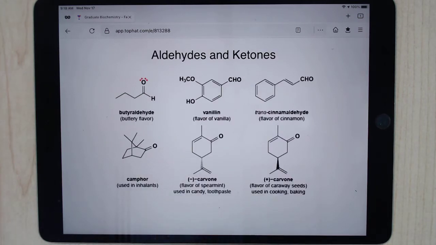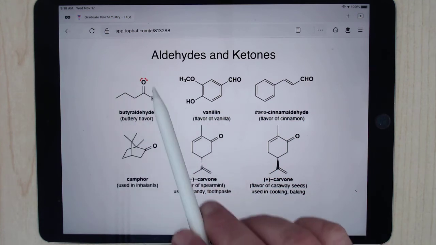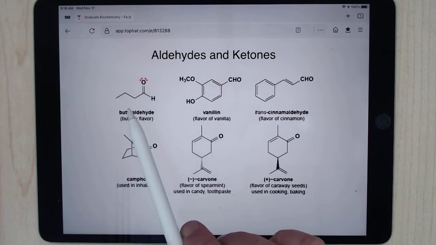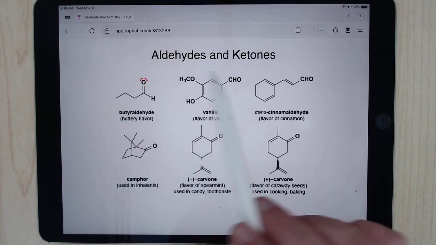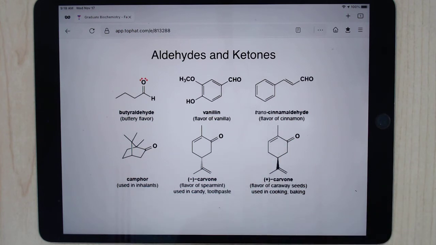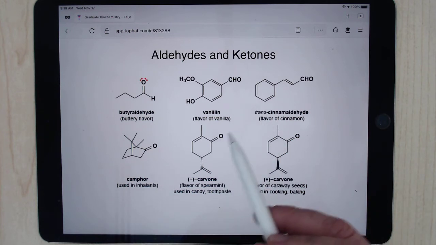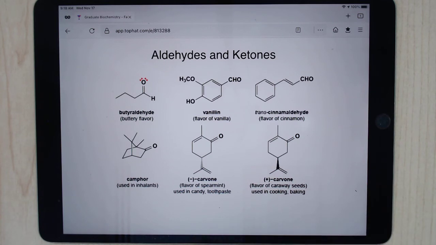So you've actually encountered quite a bit of aldehydes and ketones, because they usually have a scent to them. So butyraldehyde has a buttery taste. If you oxidize this up to the carboxylic acid, to butyric acid, that actually is what happens when butter gets rancid. But vanilla, cinnamon, camphor, and the carvones, they've got the nice ketone group here. And depending on which enantiomer you're dealing with, you're either going to have spearmint or you're going to have the savory caraway.